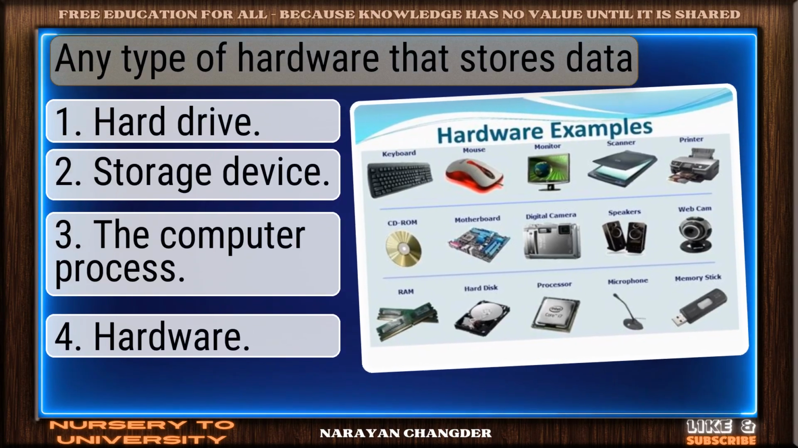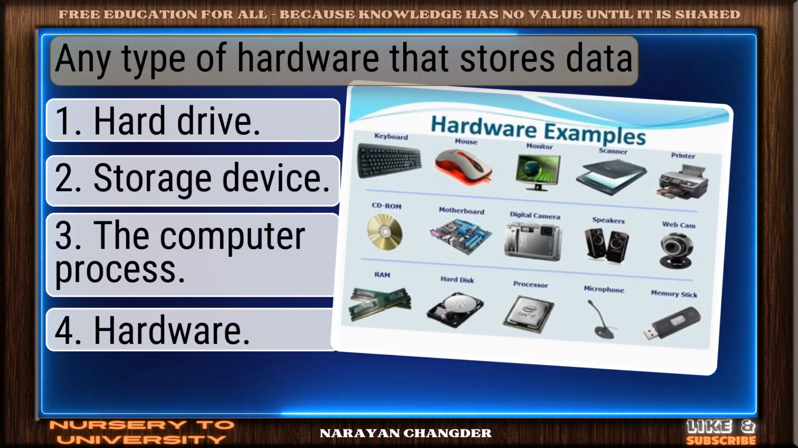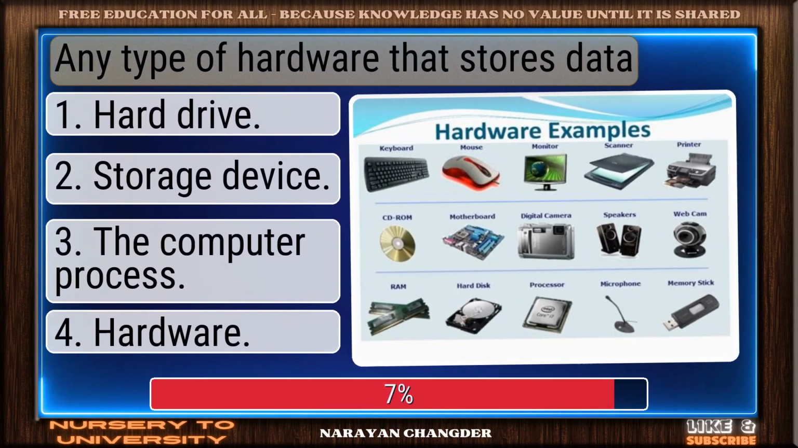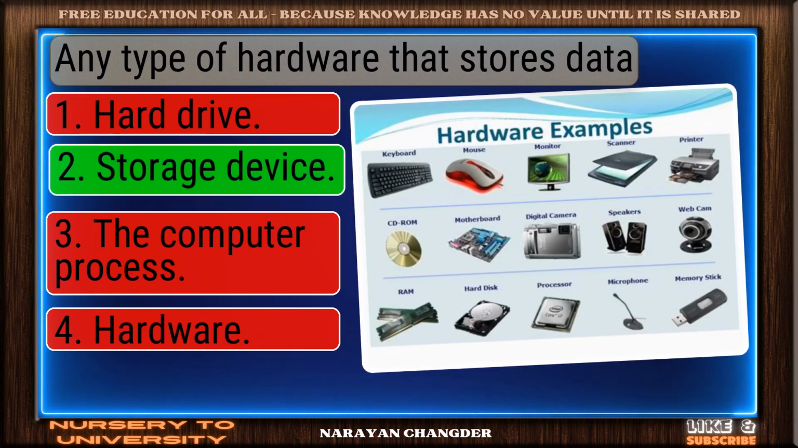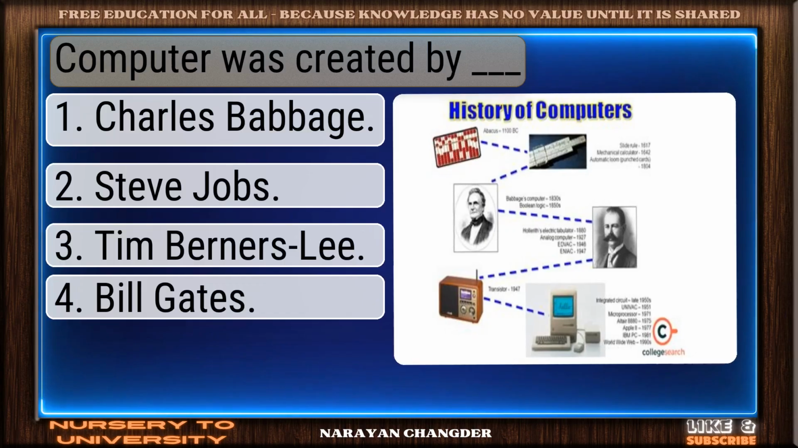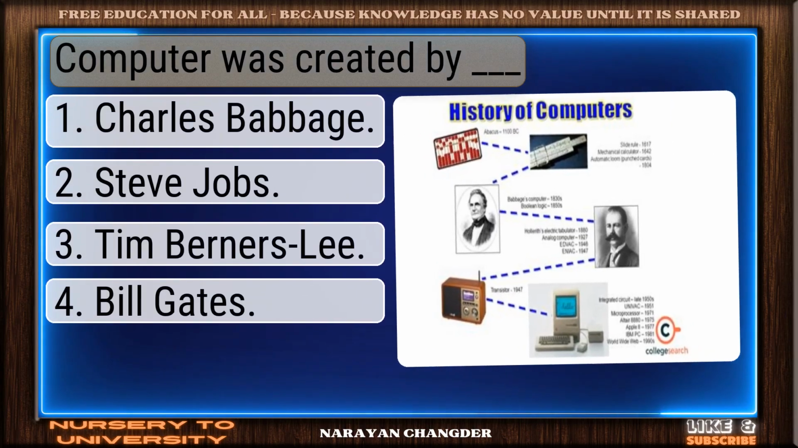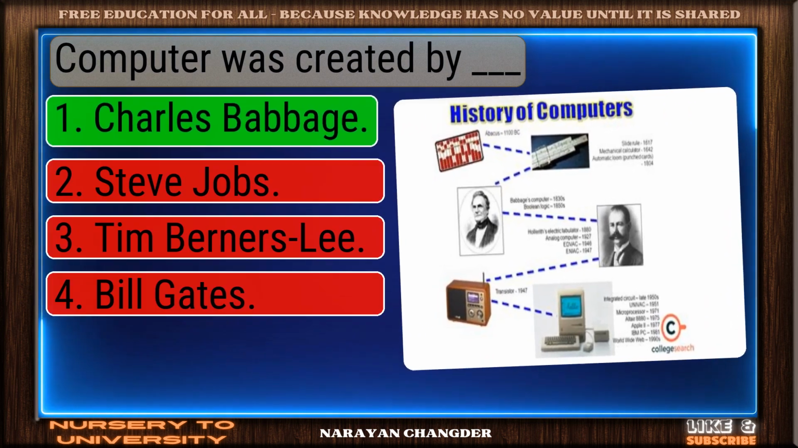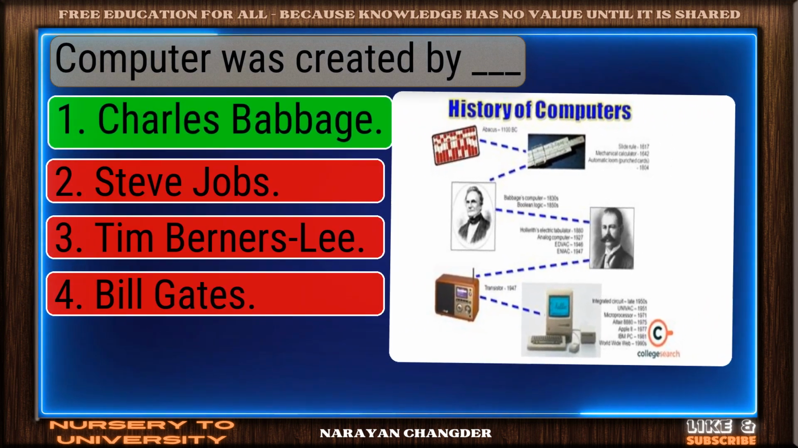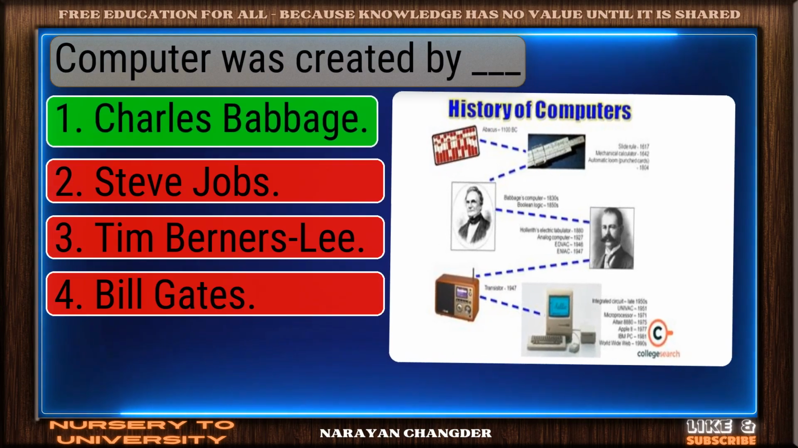Question number 52. Any type of hardware that stores data. Correct. Storage device is the right answer. Question number 53. Computer was created by dash. Solid response. Charles Babbage is a valid choice.